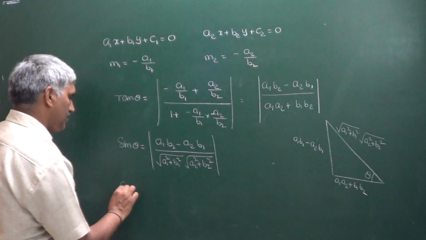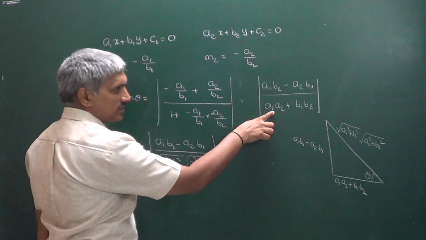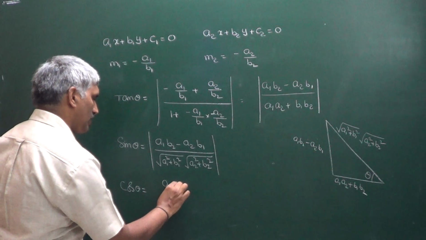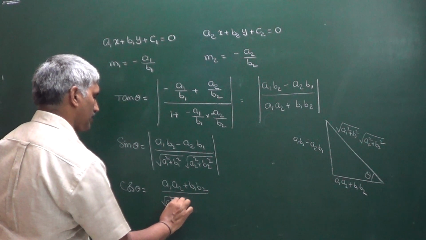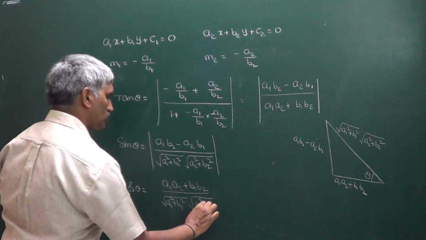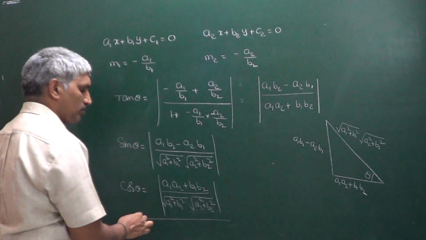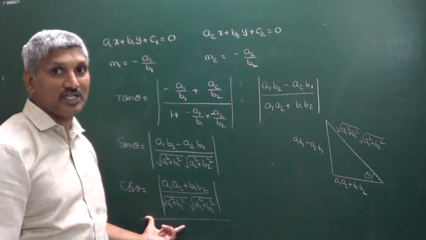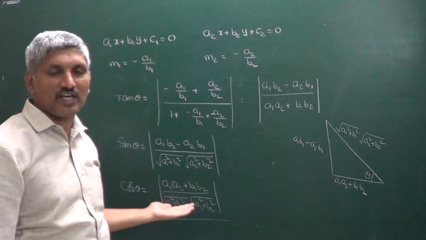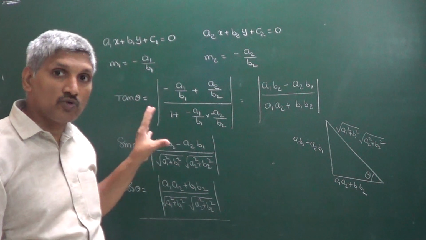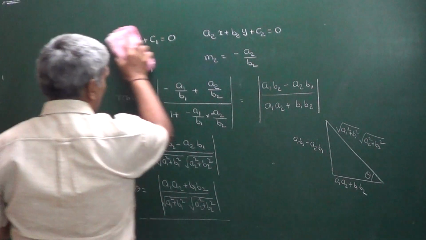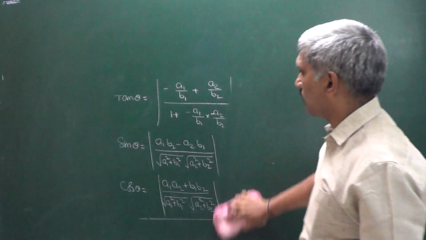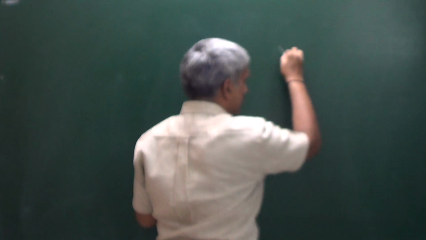At the same time, from the same diagram I can write cos theta is equal to adjacent side by hypotenuse. That's why you will get a1 a2 plus b1 b2 divided by square root of a1 square plus b1 square into square root of a2 square plus b2 square. So this is also the formula for finding the acute angle between the two lines. When the lines are given, directly we can find the angle between them in this way. Better to know these formulas, which are helpful when statement type questions are there. So that is the tan theta formula, sin theta formula and cos theta formula for finding the angle between two lines.